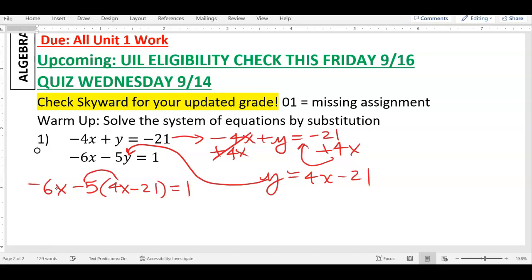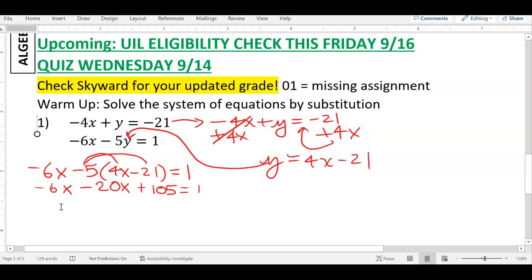Negative 5 times 4x is negative 20x. And then negative 5 times negative 21. Now this time we have a negative times a negative, which should be a positive 105. Okay, so bring down equals 1, bring down negative 6x.